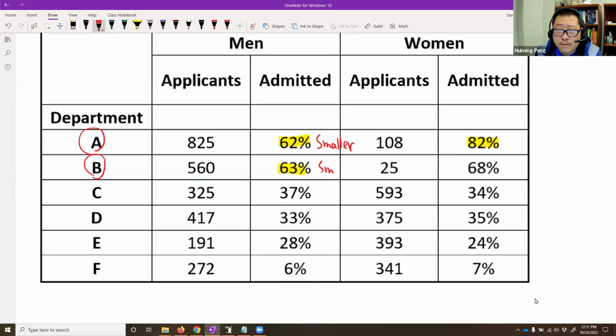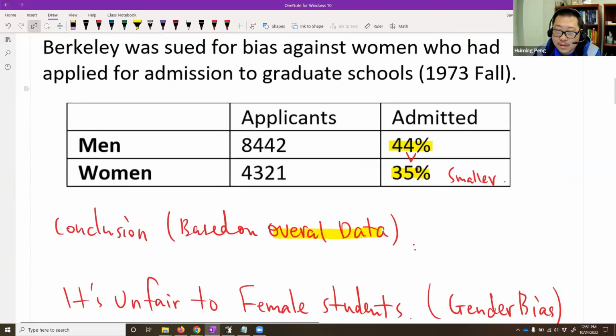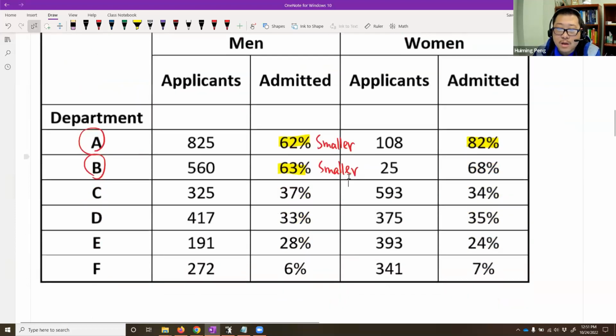What does smaller mean? Smaller means not good, right? Okay, so it's unfair. See, this percentage is smaller for female students. So it's unfair discrimination, kind of. And then how about the C? No, C is not. I just ignore C. So we look at the D.